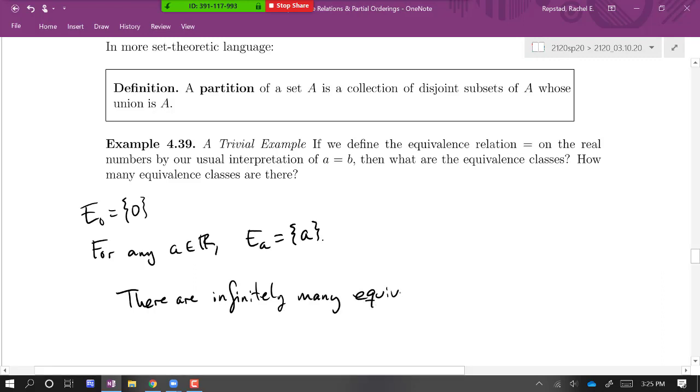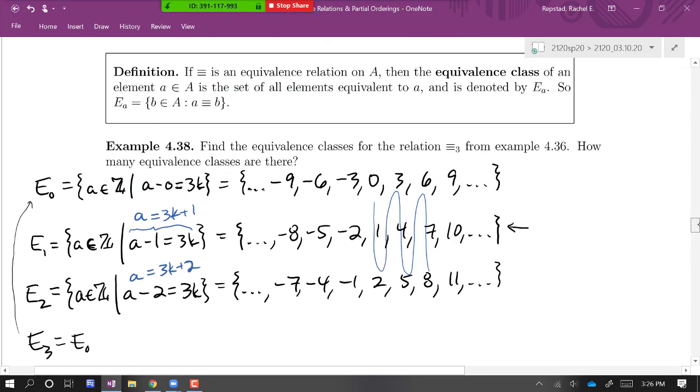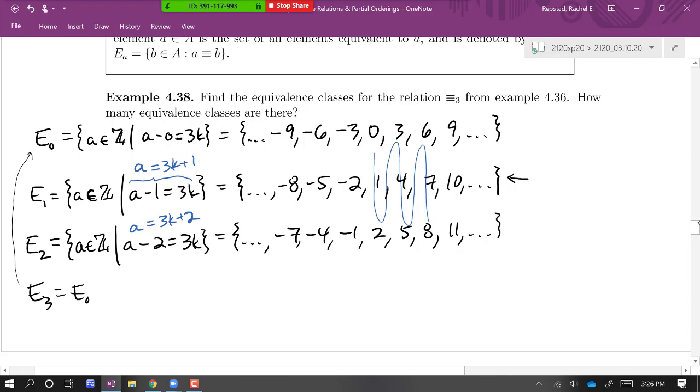But any number can work. A is equivalent to itself, and only itself. So there are infinitely many equivalence classes that just consist of that single number. So infinitely many equivalence classes that are finite sets. Contrast that with what we found here, where we had a finite number, 3 equivalence classes, that each consisted of infinitely many integers.